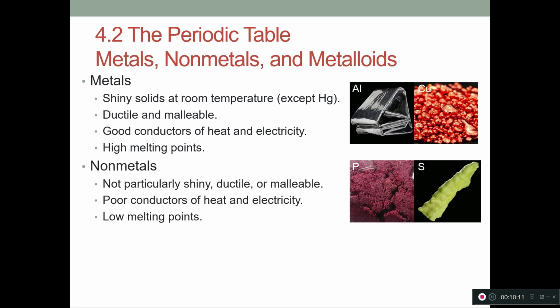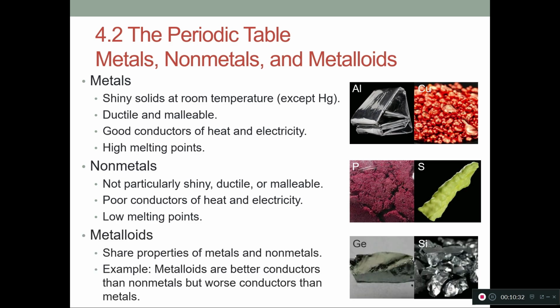Then nonmetals are not particularly shiny, ductile, or malleable, so these are things that will usually just crack and break if you try bending it too much, and you can't really roll it into a tube like you can with the metals. They tend to be poor conductors of heat and electricity, and they have lower melting points. And then the metalloids are things that share properties of both of them.